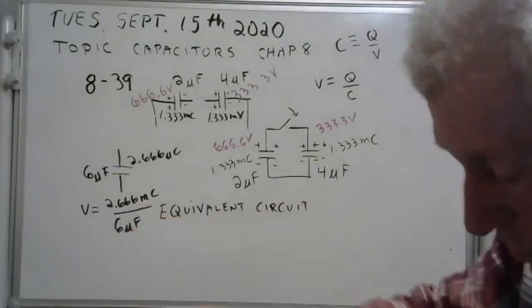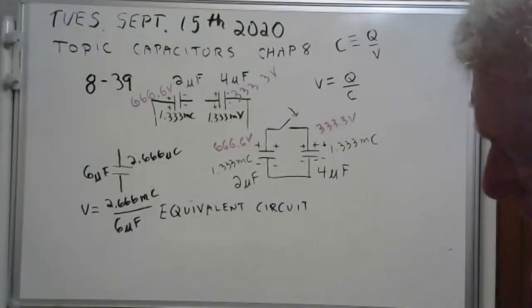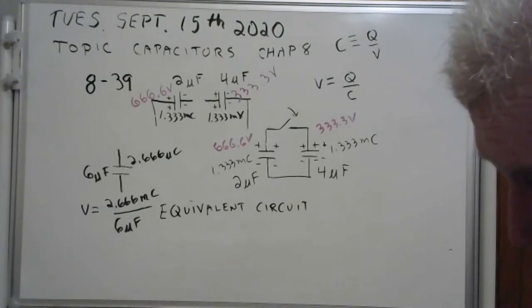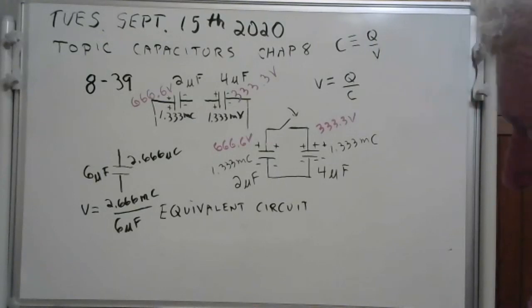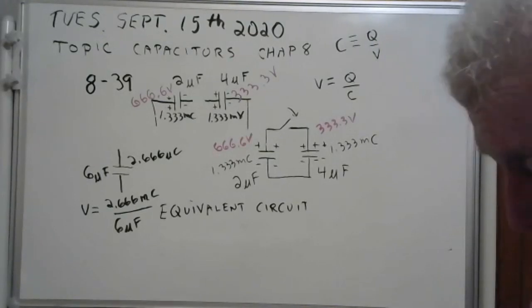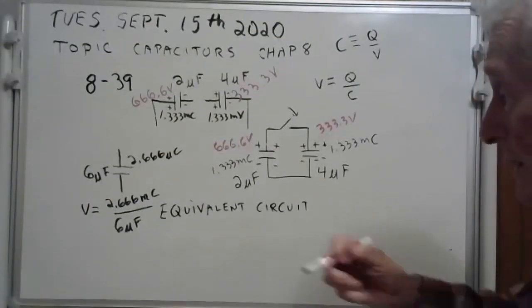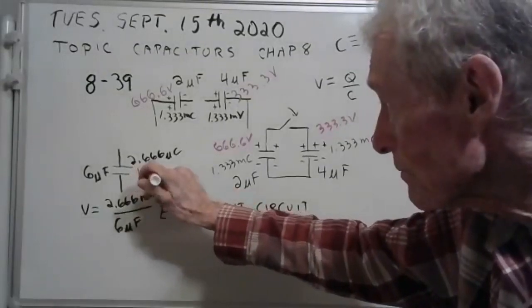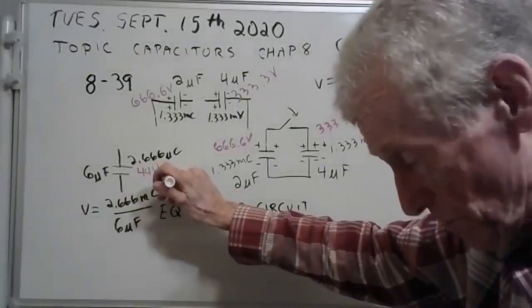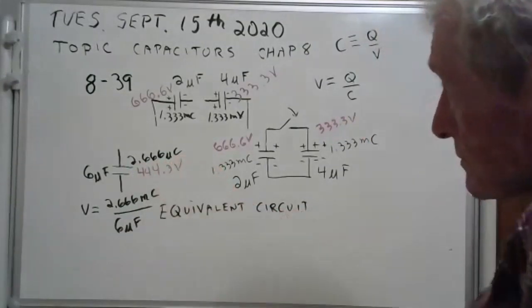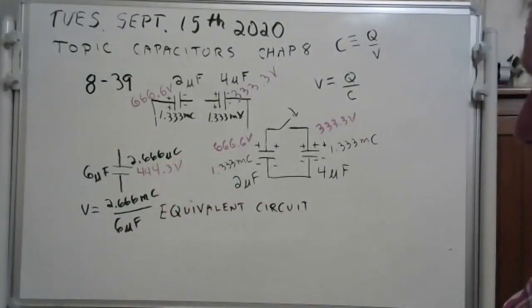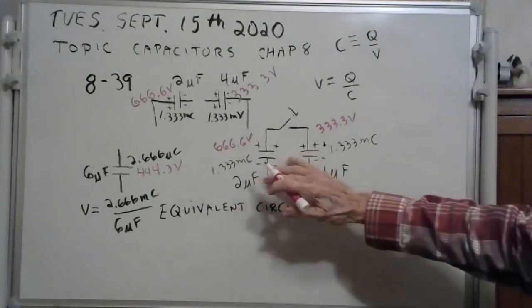Now we're going to find the voltage. Go for it. 2.666 e to the minus third divided by 6 e to the minus 6. What do you get? 444.33. That's what I got. Here, let me put that in red. I'm getting 444.3 volts when you connect them like that. And if you got the total voltage, they'll be the same on these now.